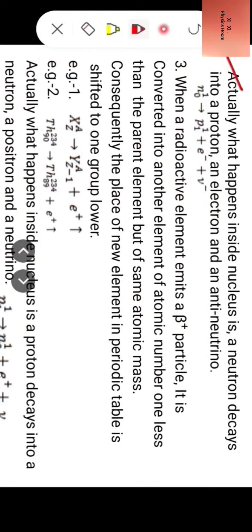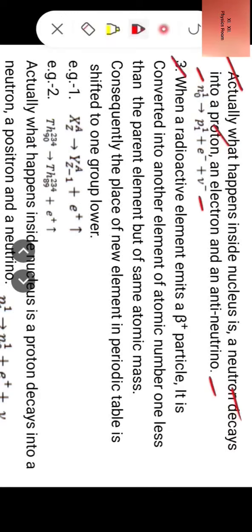Actually, what happens inside nucleus is a neutron decays into a proton, an electron and an antineutrino when a radioactive nucleus emits a beta negative particle. That is, neutron (mass 1, charge 0) is converted into proton (mass 1, charge 1) plus an electron plus antineutrino. This is what happens when a radioactive nucleus emits a beta negative particle.